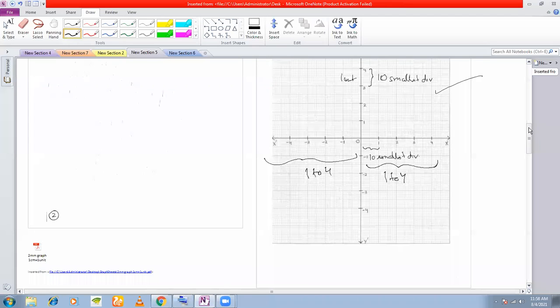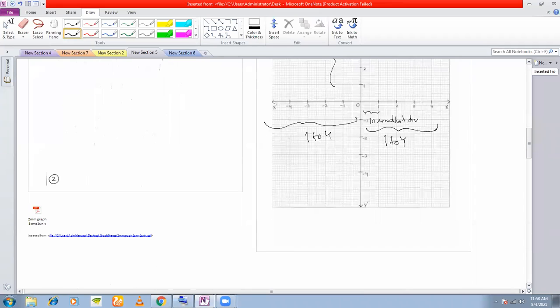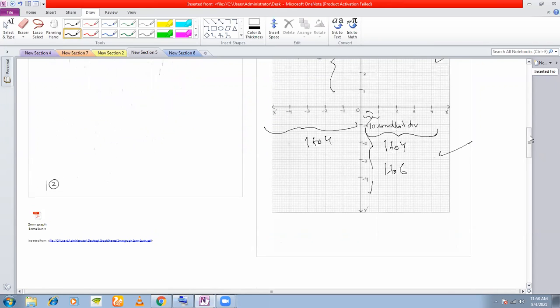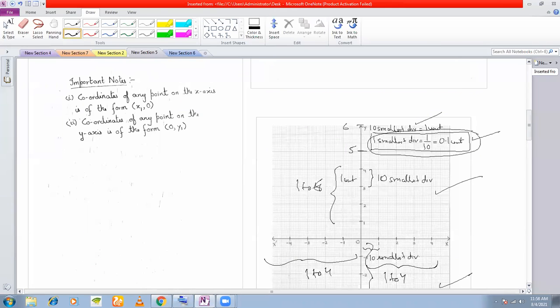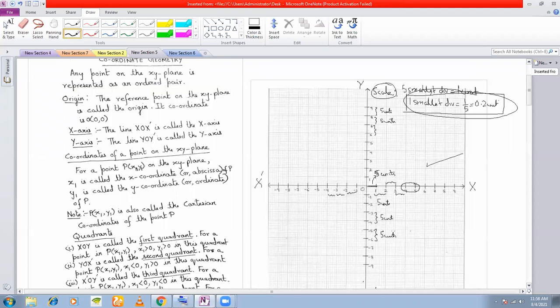Similarly, here on the y-axis also you have 1 to 4. Maximum you can take here 5 also, or you can take 6 here also. But you have 1 to 6 here approximately, and you have 1 to 6 here also. So which scale should I take? Whether I should choose this scale or this scale will depend on your question. So that is the meaning of scale.